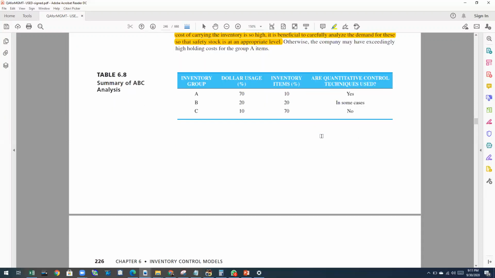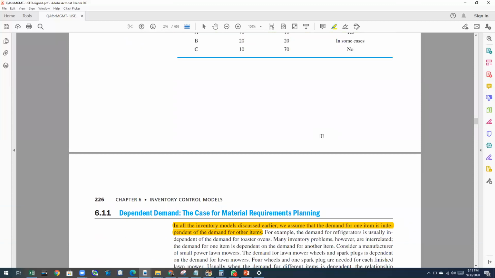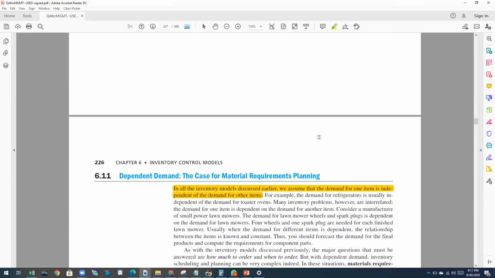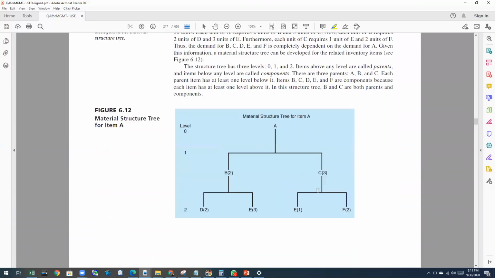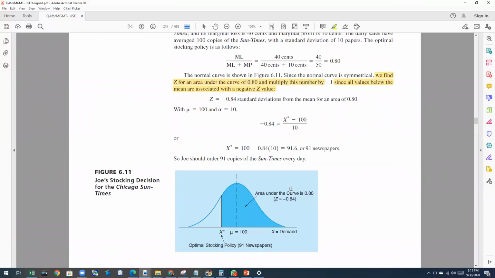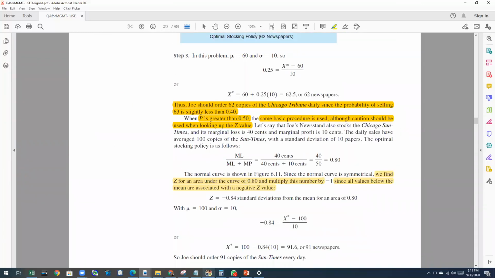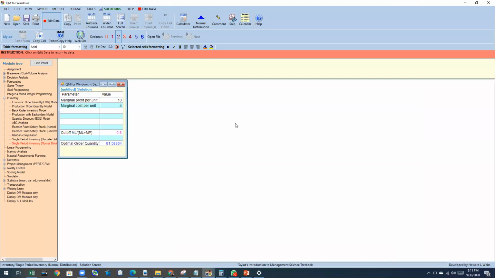So go ahead and read that. It explains in more depth. Then I need you to read the case for material requirement planning. Please read MRP. What is MRP? It gives you a pretty good explanation of what that is. So what I've done is I've recorded some tutorials on how to use POM-QM to solve some of the inventory models.